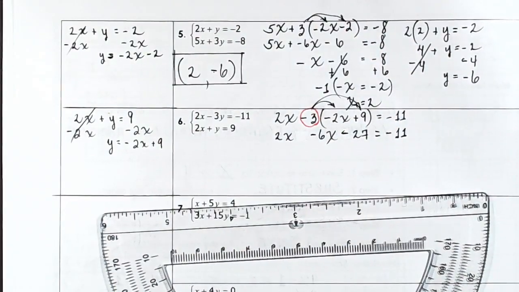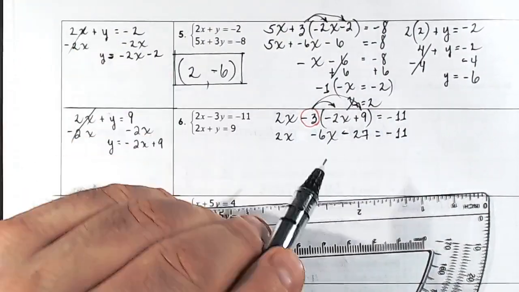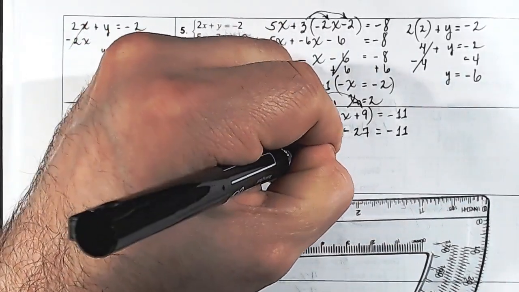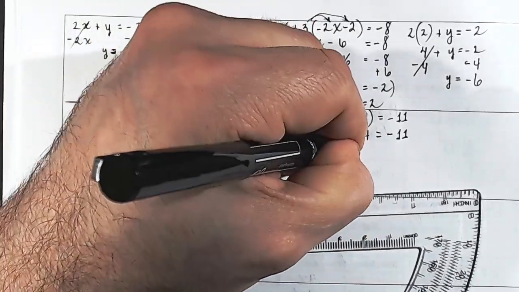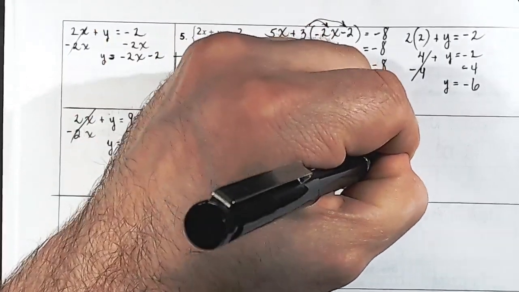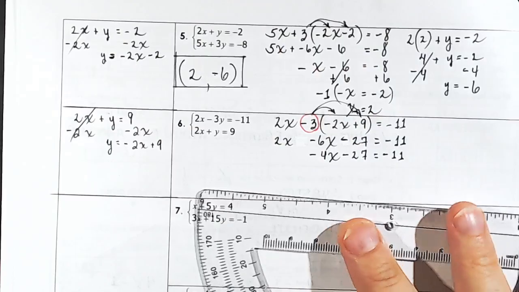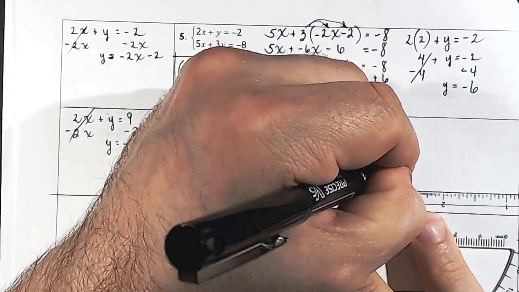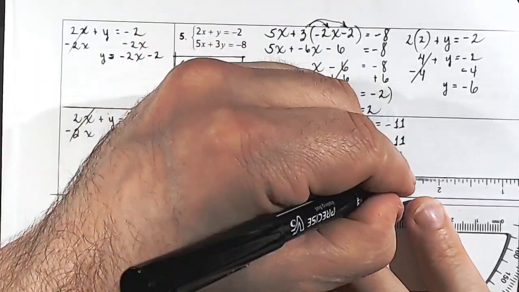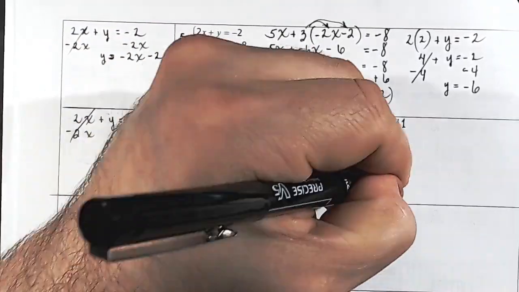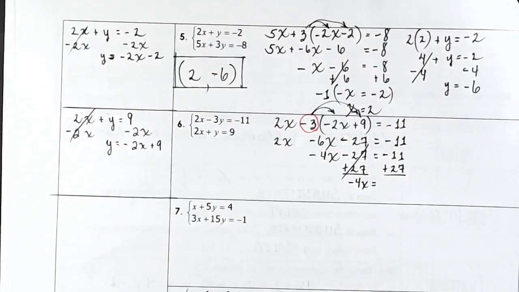Now, I'm pretty sure it would have worked the way I was doing it, but I just want to follow the way that I've been teaching you to do it. Okay, so let's keep working. 2x minus 6x is negative 4x minus 27 equals negative 11. Now let's add 27 to both sides. Okay, they cancel out on the left, and we have negative 4x equals negative 11 plus 27.